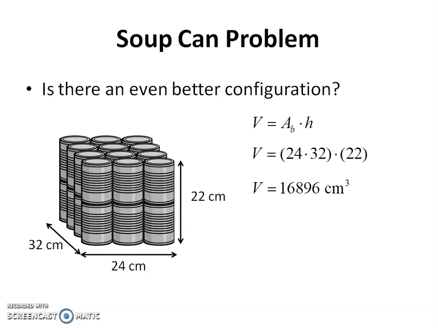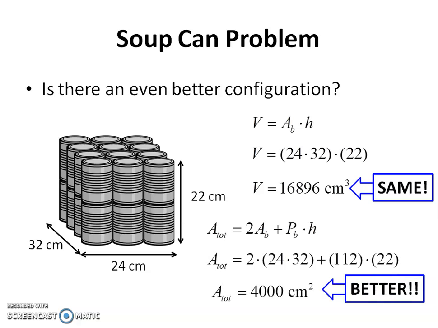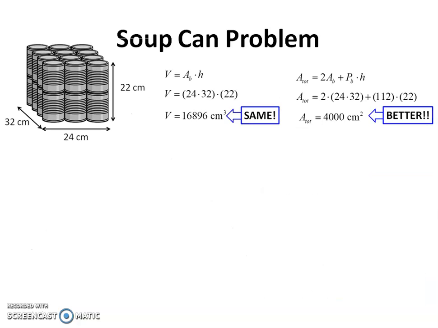And if I found the surface area and volume of this configuration, the volume again works out to be the same, as it should. The box has the same number of cans in it. The surface area works out to be even less than the previous setup. This is actually the best one.